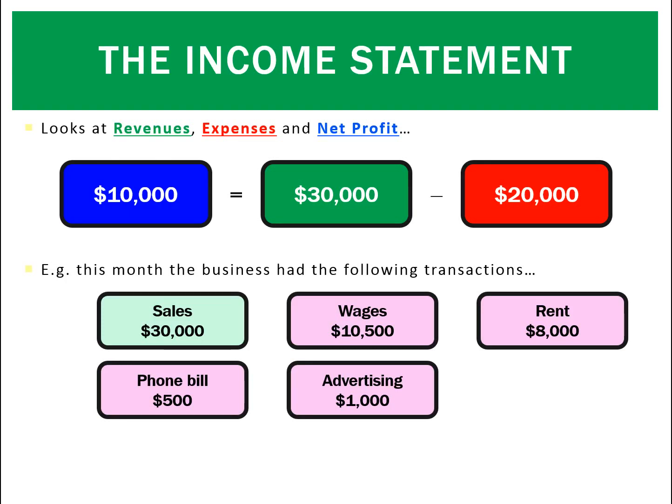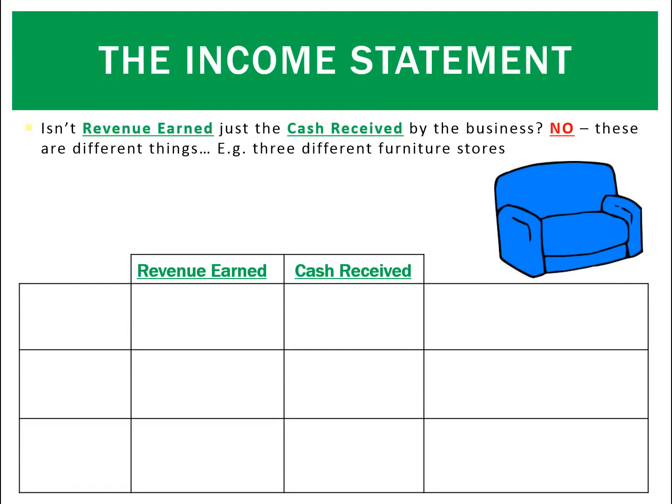So pretty simple. Isn't it just that the revenue earned, isn't that just the money I get though? Couldn't anyone do this? Why would I need to do accounting to understand that? That seems so easy. It's actually incorrect. These are really different things.